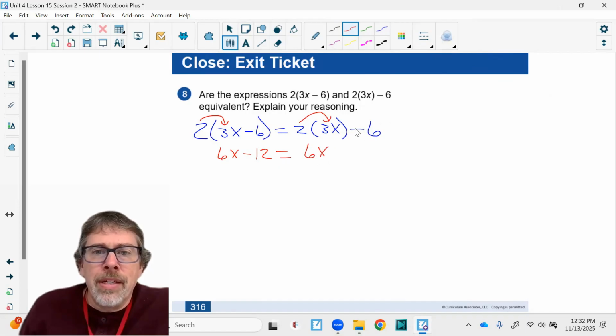Be careful, this is not in the parentheses. It does not get multiplied by 2. You just bring down that minus 6. And since we have minus 12 here and minus 6 here, you guessed it, they're not equal.